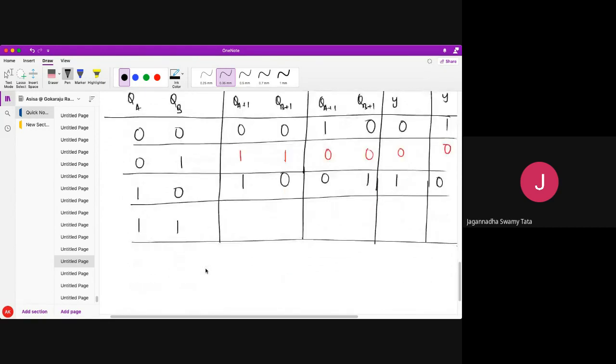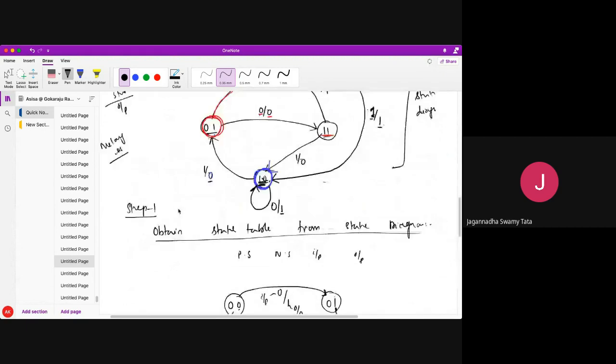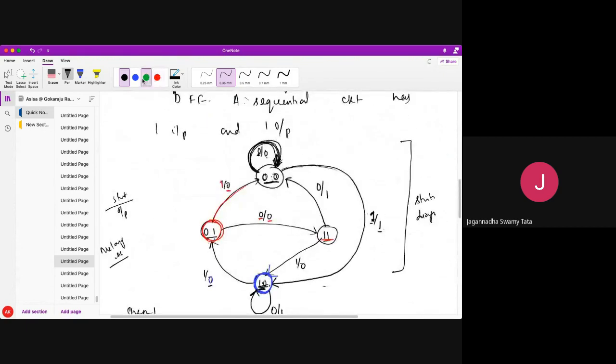Okay, now which state am I staying in? 1 1. My present state is now 1 1. So where is my 1 1? Here I am staying in this state now. Okay, my present state is 1 1.